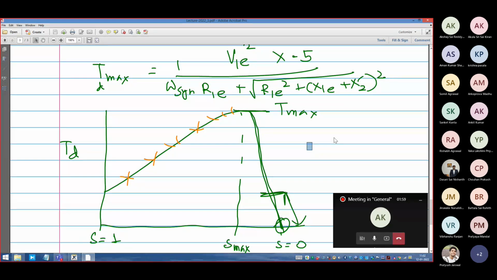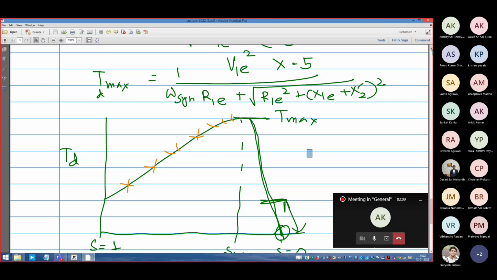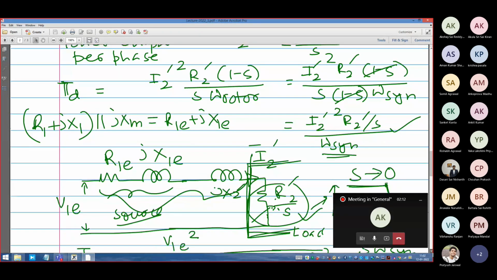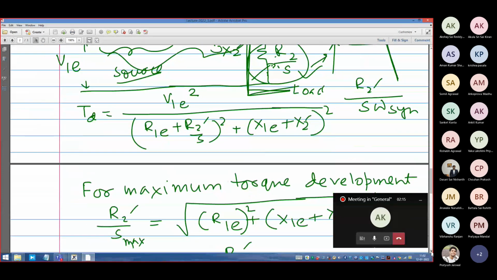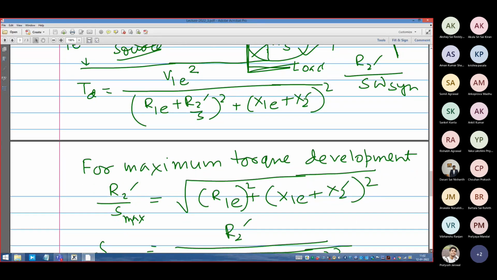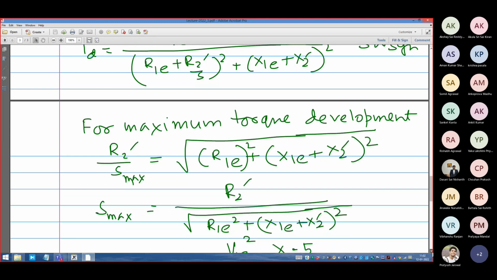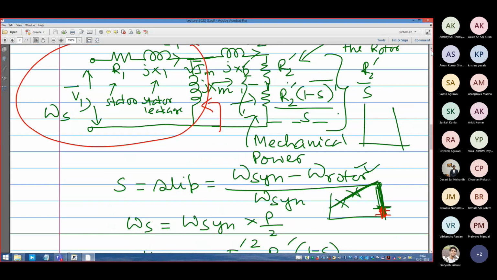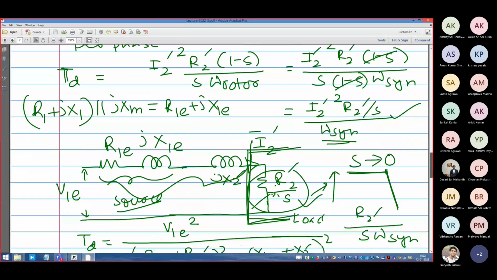So what we wanted to show in the last class is that the useful portion of the characteristics is in this part, the part with negative slope, that is the stable part, and that stable part allows us to do a lot of simplification in the characteristics. If you look at the expression, you can see what simplification I'm referring to.